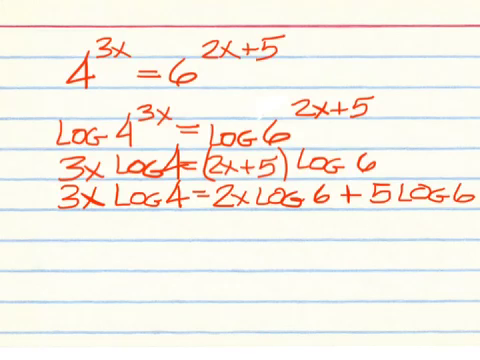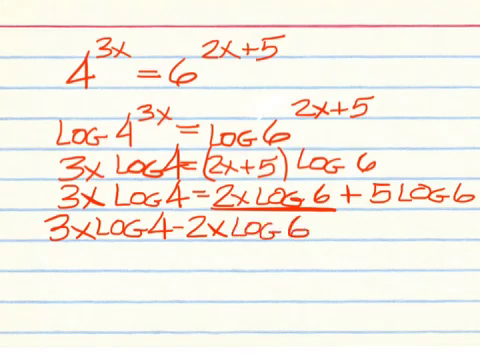Now we need our x's on the same side. So to do that, what we're going to do is leave this where it's at, 3x log 4, and I cannot keep my equal signs lined up because I'll run out of room. We're going to move this over to the left and make it minus. And then we'll have 5 log 6 by itself over there.